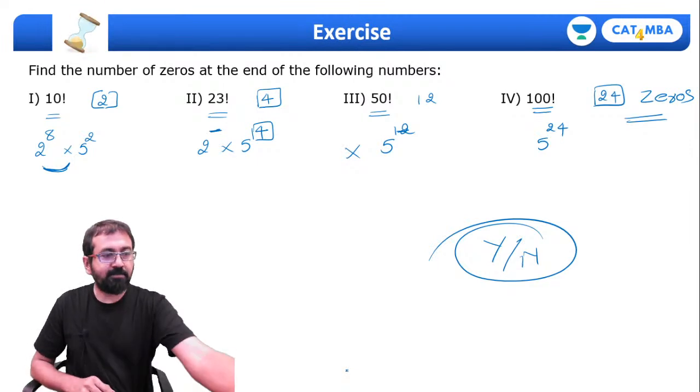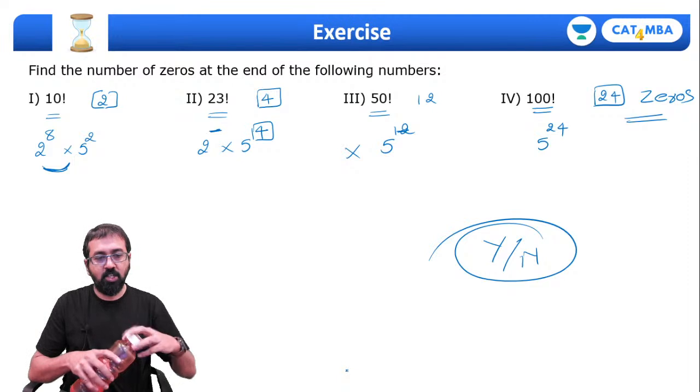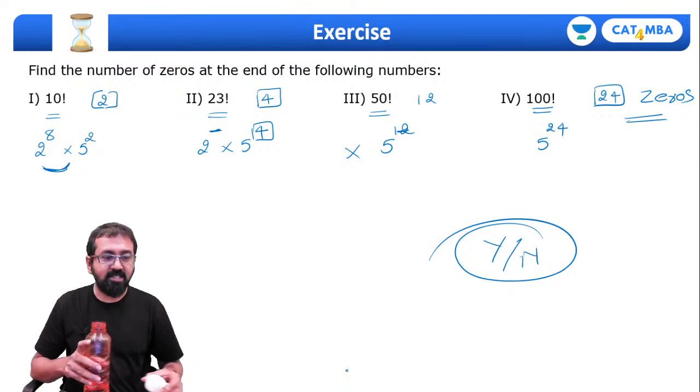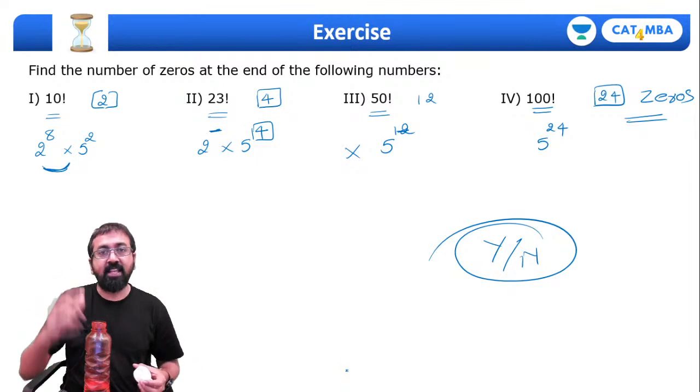Fine guys. So one part is over. Now we need to discuss the binomial expansion, which is a small concept, and then algebraic formulae.